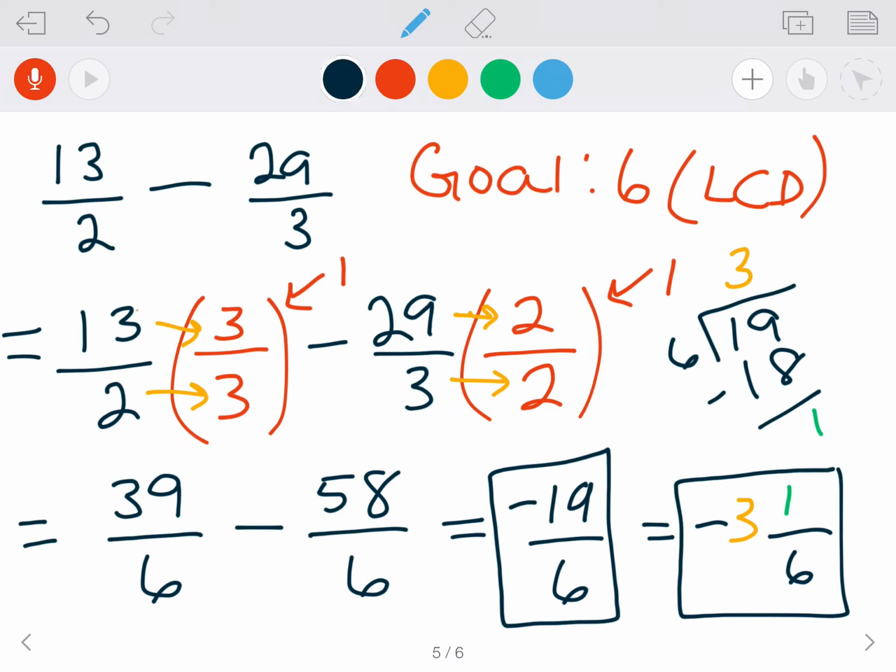Now don't be fooled, just because this was a negative to begin with in the problem, that doesn't always mean that we will get a negative right here. So that one was just a coincidence.